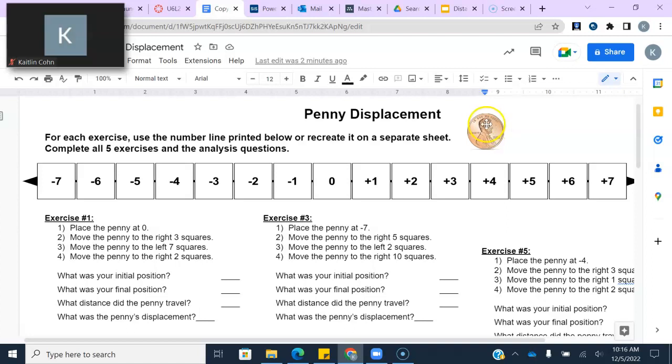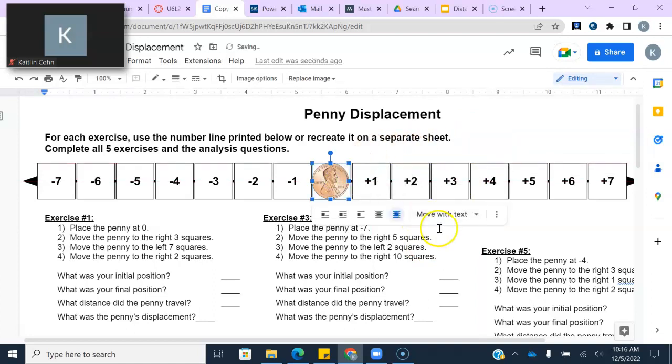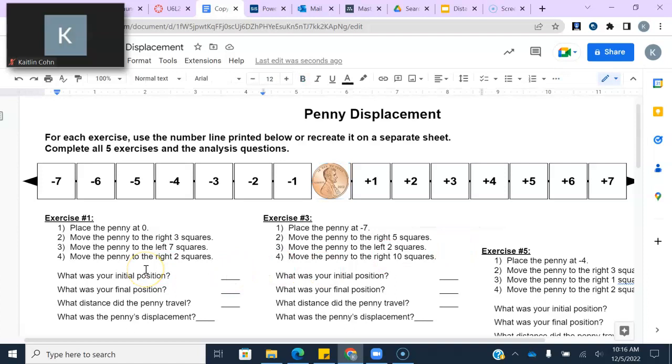All right, so exercise 1 says to place the penny at 0. And we do want to pay attention to where we're placing the penny because some of them, like exercise 3, we're starting at -7, exercise 5, -4. So just make sure we're following the directions for each exercise step by step. So I'm going to click on my penny and drag it to my 0 spot. Okay. I'm going to go ahead and answer some questions as we go along too. The first question says, what was your initial position? The initial position is always going to be where we start. So for our initial position for exercise 1, it's 0.